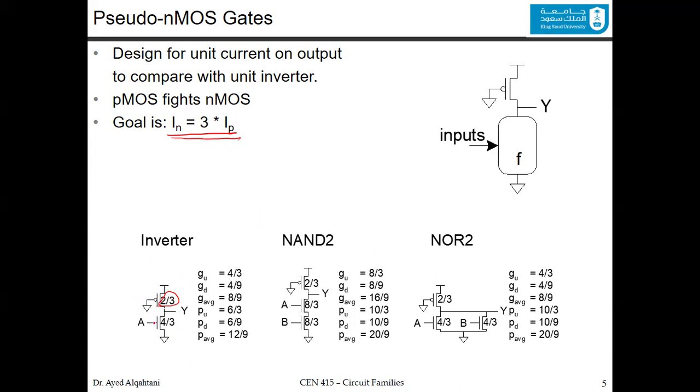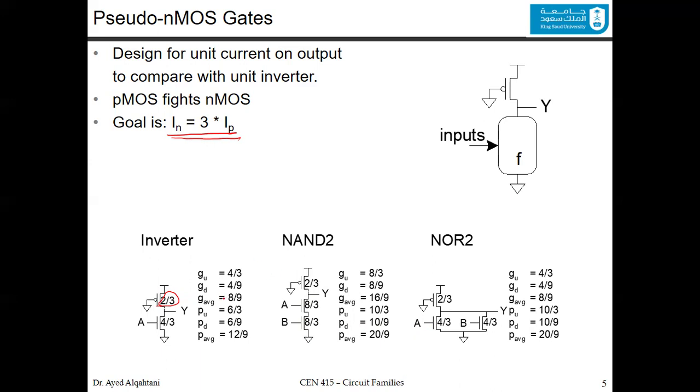So in the NMOS, you just double the size if it's a single transistor in the series from the output to the ground. In the NAND, if it is two inputs, since we have two in series, we say 8/3, 8/3. Here is only one, so it's 4/3, we just double. The parallel is the same as this one. And so on. If we have, for example, 3, then it's going to be 12/3, 12/3, and 12/3.